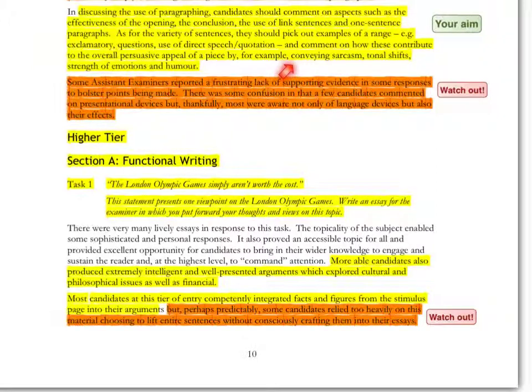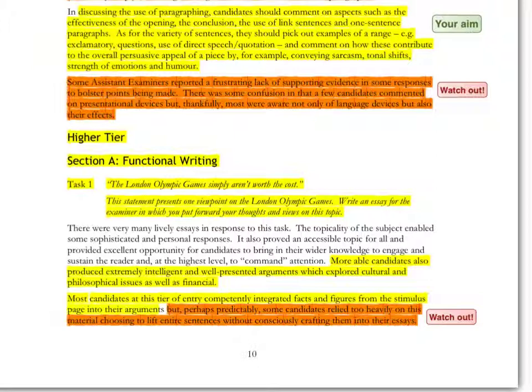For example, does a rhetorical question convey sarcasm? Does an exclamatory sentence show a shift in tone? Is there a quotation used for humour or to show emotion? So always talking about what effect that has on the piece as well.